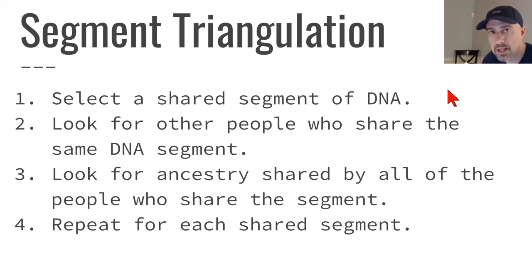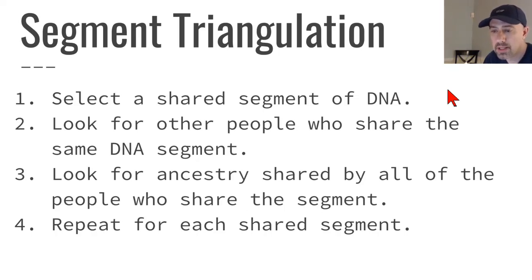The process of triangulating starts with selecting a shared segment of DNA. So you might be looking at a DNA match that you're particularly interested in for some reason, and you may share more than one segment, but you'll start typically with the largest segment because that usually tells you the most interesting story. And you look for other people who share that segment with the two of you. Then after that, you look for ancestry shared by all of the people who share that segment. You may find a small or moderate-sized group of people who share a relatively large segment, and you'll look for an ancestral line that might be able to account for the DNA that all of you share.